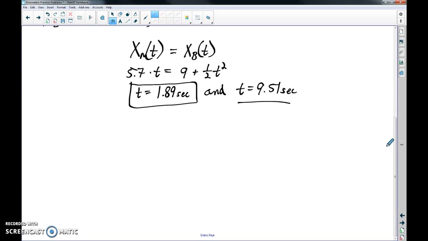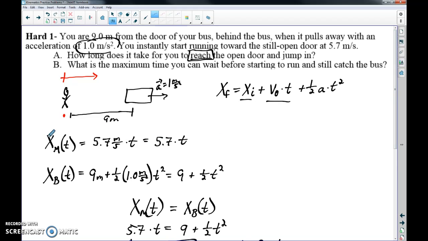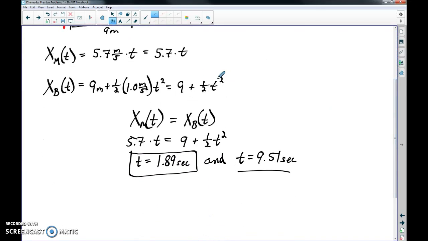So to find the point in time where the bus and I are going the same speed, I'll go back to my position versus time graphs. How fast am I going? Well, I'm going 5.7 meters per second the whole time. So I need to find the point in time when the bus is also going 5.7 meters per second. How do I do that?